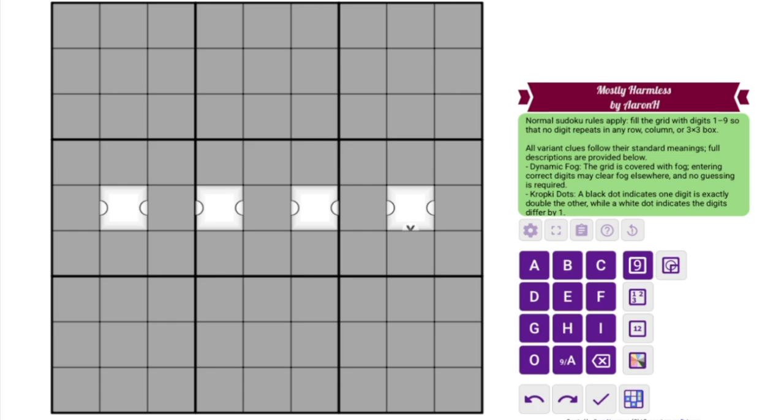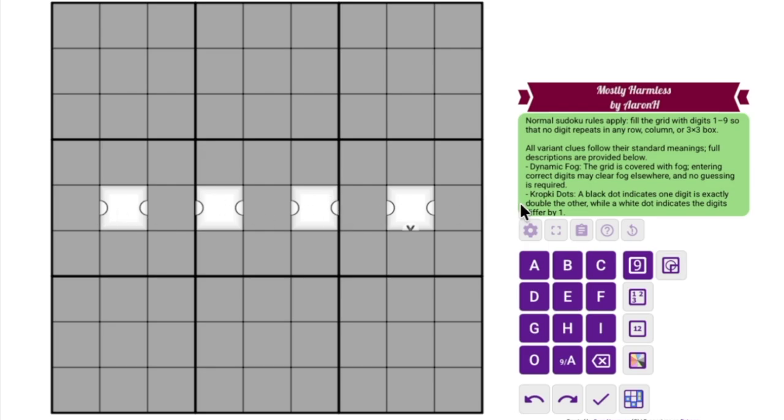That being said, this is a dynamic fog puzzle, so the grid is covered with fog. Entering correct digits may clear fog elsewhere. No guessing is required. Any lines and markings continue and connect beneath the fog, and unless revealed, no additional clues should be assumed to exist under the fog.